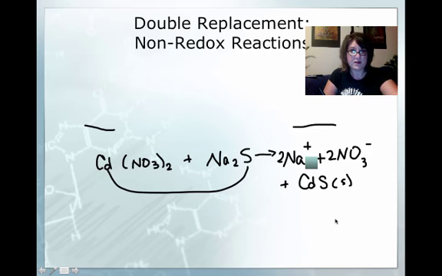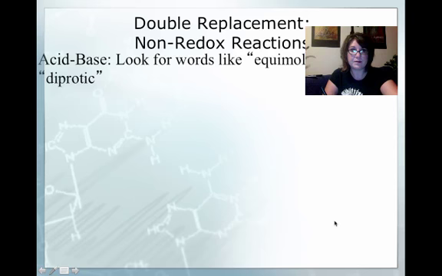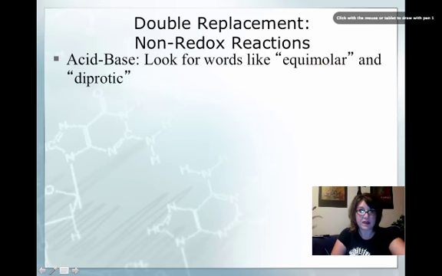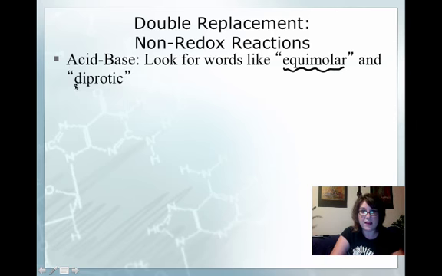Let's look at a different type of reaction. Acid-base. These have keywords that would say something like equimolar. That means the concentration is the same. And diprotic. If you see the word diprotic, then you know you're dealing with an acid here.